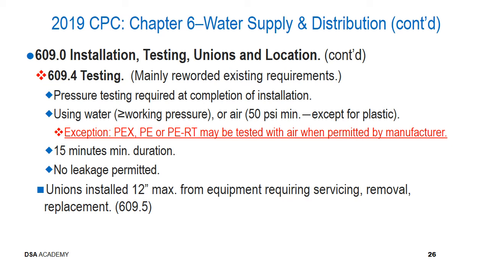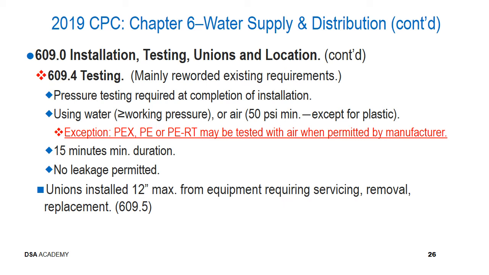These particular plastic piping materials may be tested with air if it's permitted by the manufacturer. So again, it's very important if you see these types of materials installed that you review the manufacturer's installation instructions to verify whether or not air testing is permitted for these lines. The pressure has got to hold for obviously 15 minutes minimum duration, and no leakage is permitted during that time.